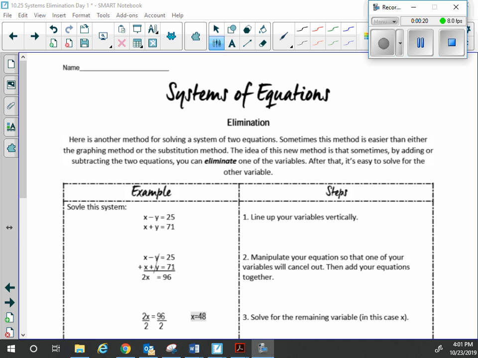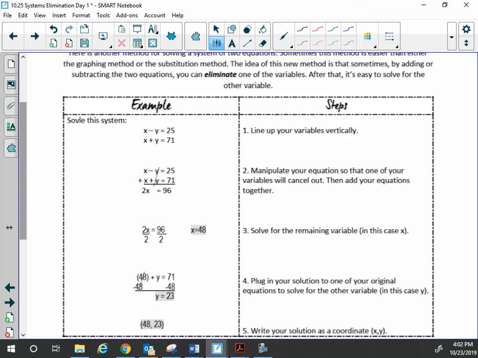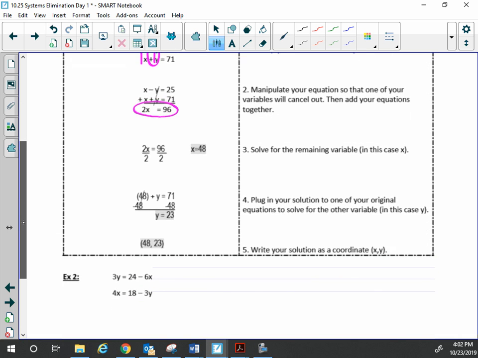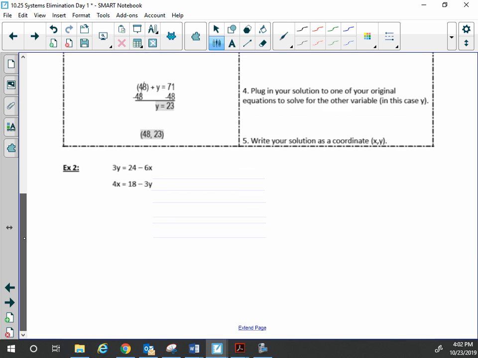So the goal, if we work through this example, is to line up your variables so that they're directly on top of each other. And you're going to find the sum of your equations so that they cancel out. In this case, we have a negative y and a positive y that will then cancel out. And when I add the two equations together, I've got just x alone, so I can solve for x. Then you would plug back in to get the second one. So let's work through these together.